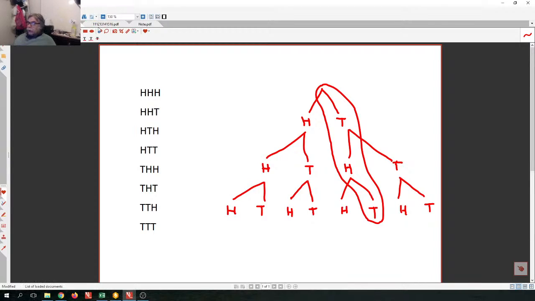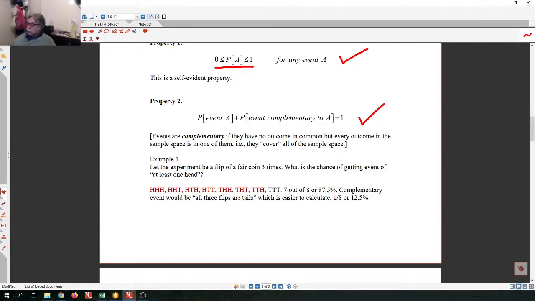Okay, but one way or the other, I said at least one head. What's a complementary event? Again, no heads at all. That would be all 3 tails. So this is the complementary event, and this is the event at least one head. At least one head, no heads at all. Right? So they're complementary, meaning they cover everything, but they have nothing in common. Easy to understand, right? The probabilities must add up to 1, which is easy to see.